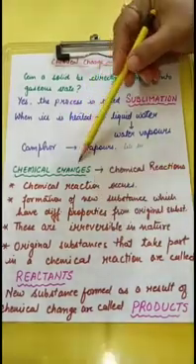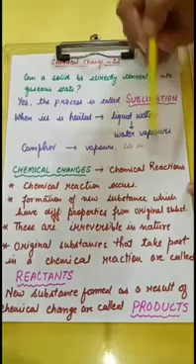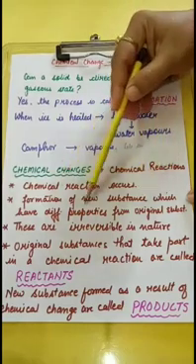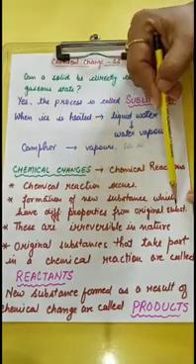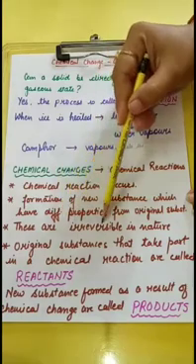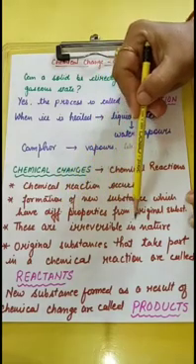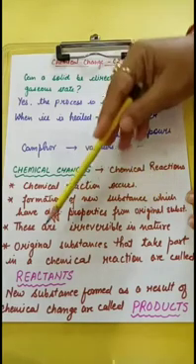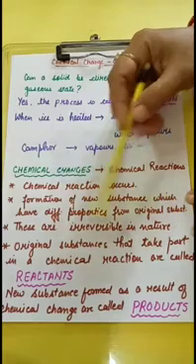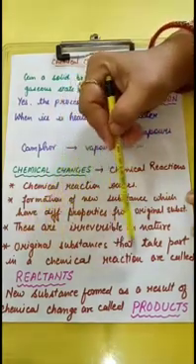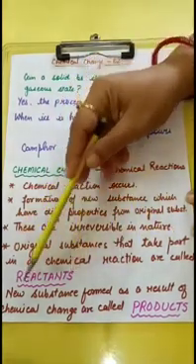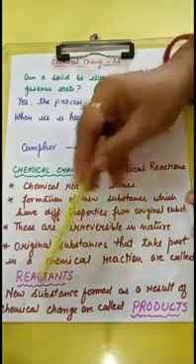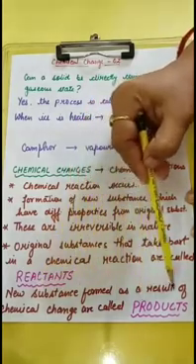Now coming to chemical changes or chemical reactions. In this, the formation of a new substance which has different properties from the original substance takes place. These changes are irreversible in nature. We cannot get back the original substance which we used to perform the reaction. Original substances that take part in a chemical reaction are called reactants, and the new substance which is formed as a result of the chemical change is called the product.